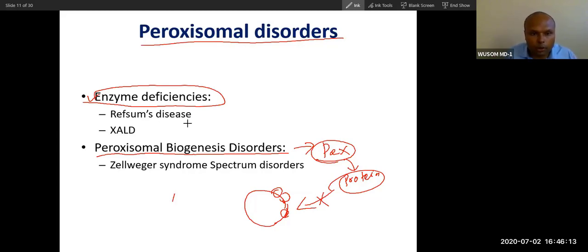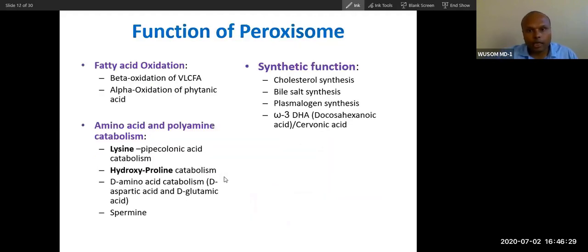We will talk about them individually one by one. Refsum disease first, then XALD, X-linked adrenal leukodystrophy, and then Zellweger spectrum syndrome. Let's see very quickly what the functions of peroxisome are. Peroxisome, as I have told you, is very important for beta-oxidation of very long chain fatty acids and alpha-oxidation of fatty acids.